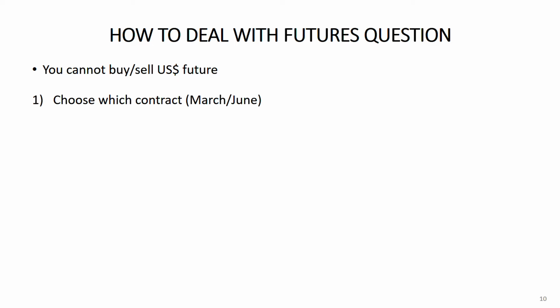They are the same. So choose which contract, March or June or September or December, it could be anything. You need to choose which contract. How will you choose the contract? You see your day, your period, right? You need to see that first. So based on that, you will choose a future. Next, choose which type of contract, right? Buy or sell future.